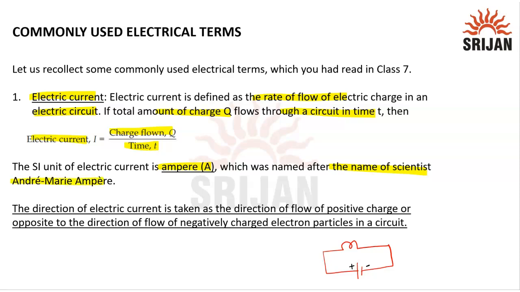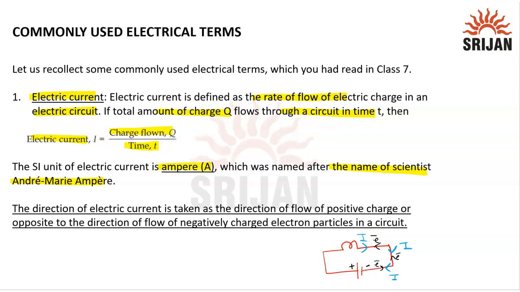Now let's talk about the direction of electric current. Suppose this is an electric circuit. Electrons will flow in this direction because they are pushed out from the negative terminal. We know electrons are negatively charged, so the direction of current will be opposite to that of the electrons. So the direction of current will be in this direction, opposite to that of the negatively charged particles.